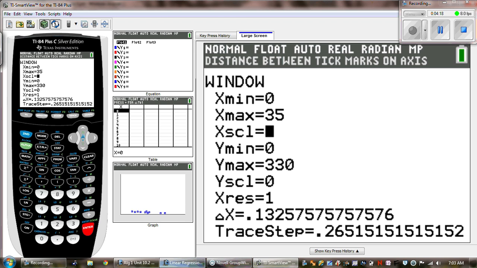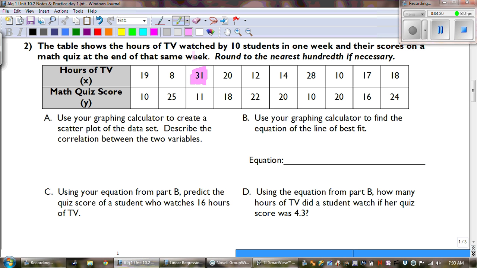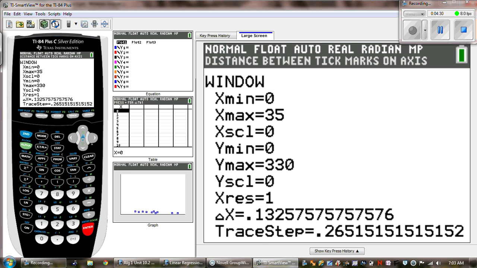Now let's look at the y-max. The highest number I see is 25. So I want to go a little bit higher than that. I'm going to go to 30. I'm going to go down here and just click 30. All right, let's see what happens when we graph this now.